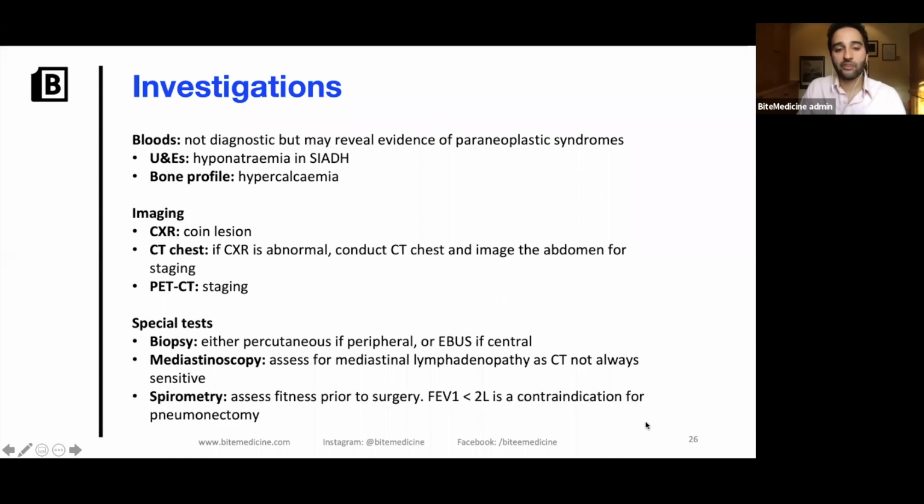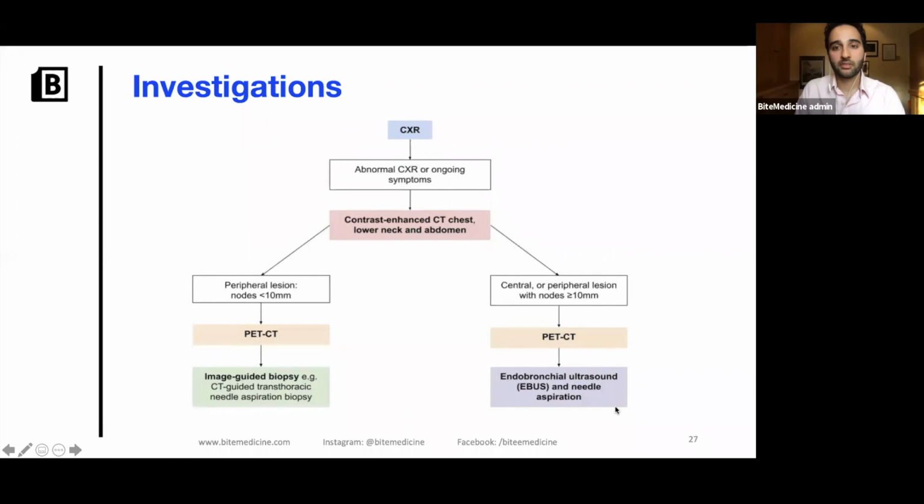And one final point is all patients, if you're going to operate on them, generally should have spirometry. Obviously, partly because a lot of these patients are going to be smokers. So with an FEV1 of below 2 liters, you're not going to chop out a lung, essentially. So if you get an exam question asking which of these tests is most important preoperatively, it's going to be spirometry. Particularly if you're considering a removal of a lung, so pneumonectomy. So let me show you a nice pathway.